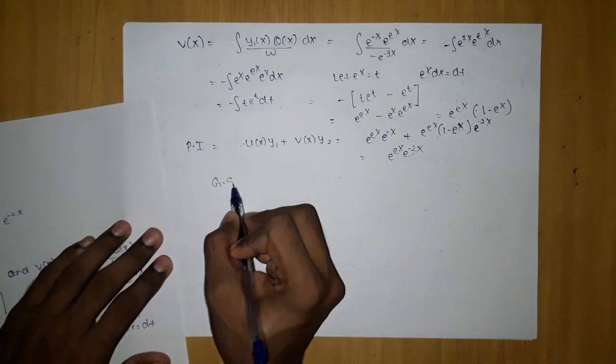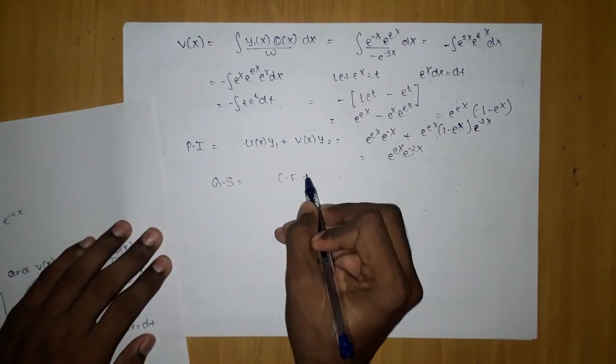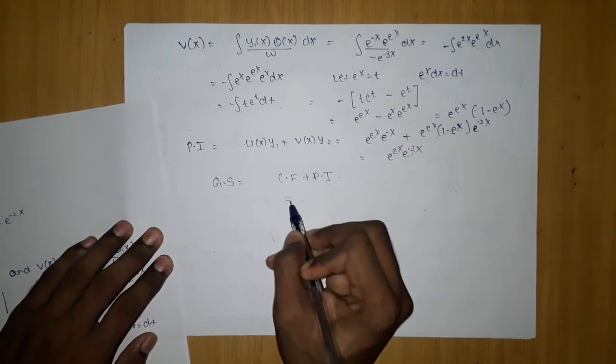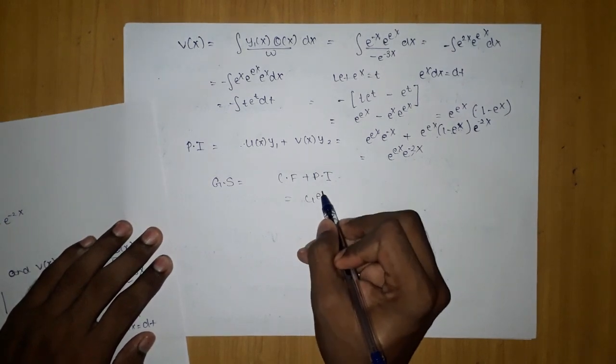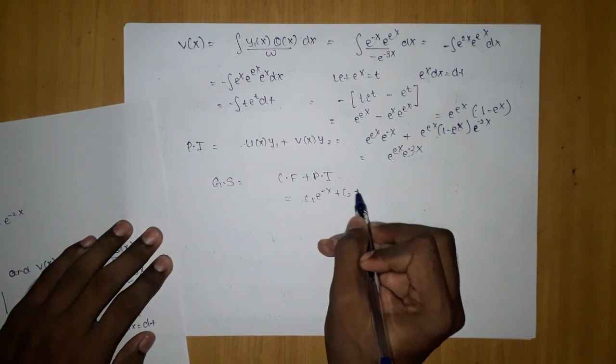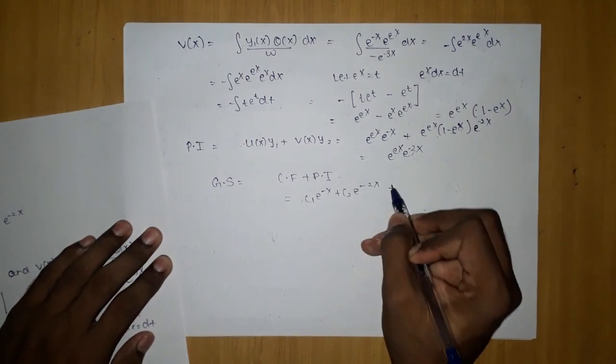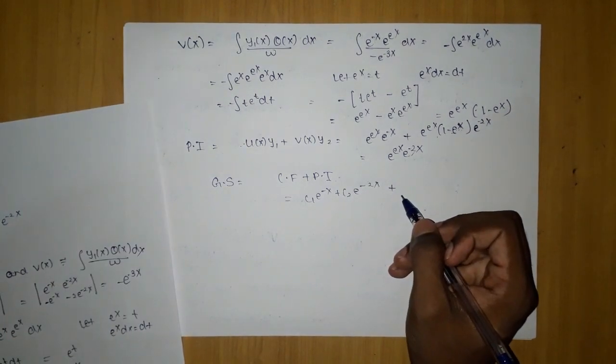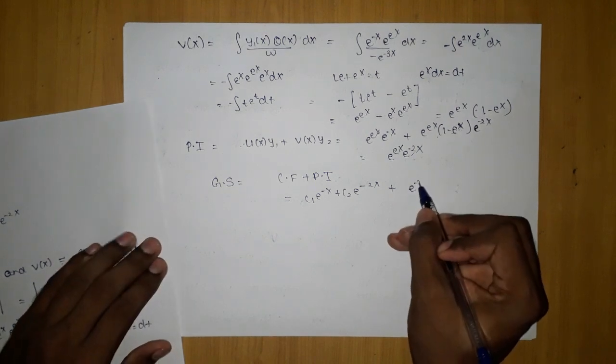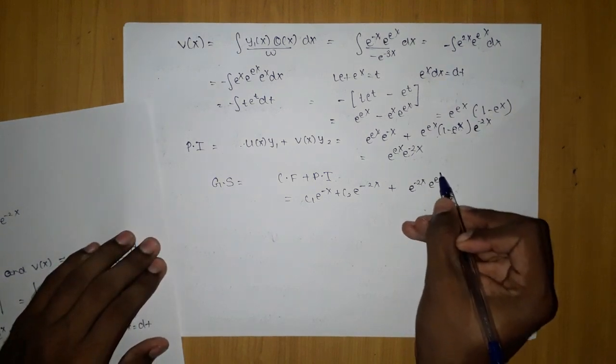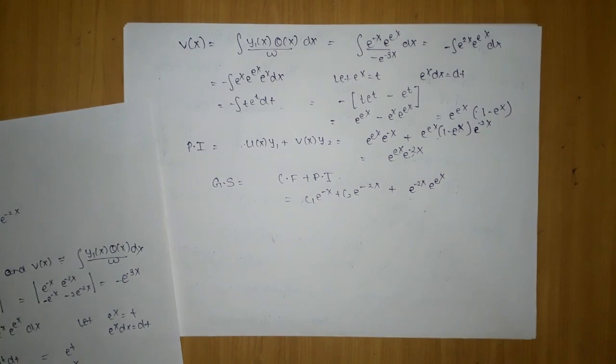Now you can get the general solution as combination of complementary function plus particular integral, which will be nothing but c1 e to the power minus x plus c2 e to the power minus 2x plus e to the power minus 2x into e to the power x, which is our particular integral. So this is our answer for 3.